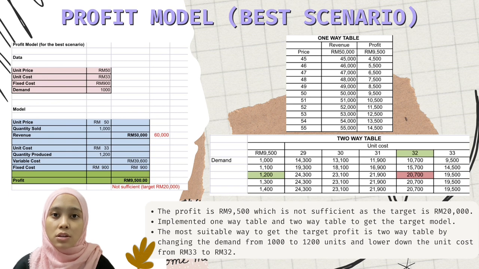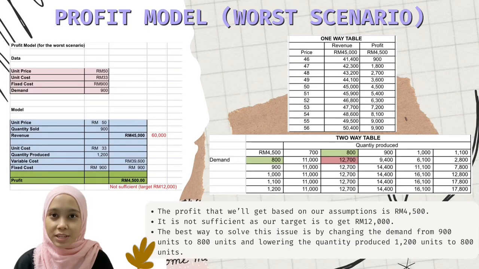Basically, the unit cost cannot be lower than RM32 because the raw materials are quite expensive nowadays, and the price of raw materials is increasing rapidly. I will proceed with the profit model forward scenario. As for the profit model forward scenario, the profit that we will get based on our assumptions is RM4,500. Basically, it is not sufficient because our target is RM12,000.